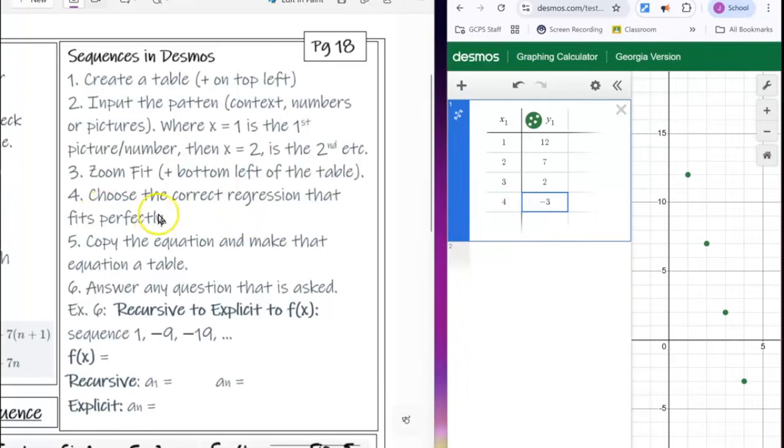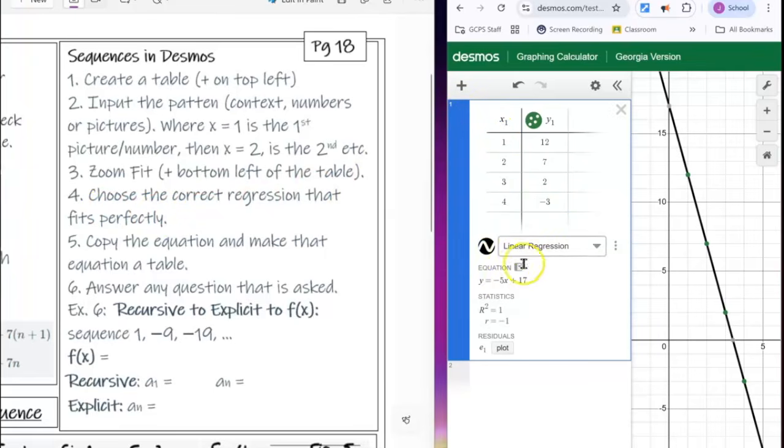Choose the correct regression that fits perfectly. So click the flag button right here, and then you can see the regression fits perfectly. If it doesn't fit perfectly, you know that you've copied your sequence wrong. If it doesn't fit perfectly and you can't see what you've copied wrong, pause the video, raise your hand, and let me help you. All right, so that fits perfectly.